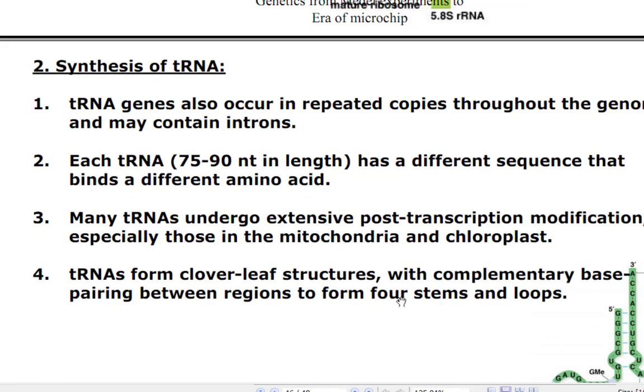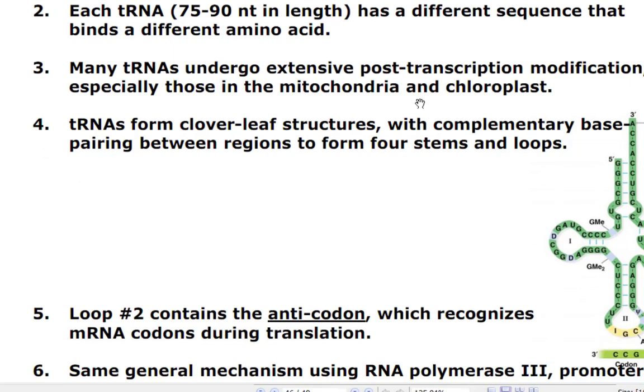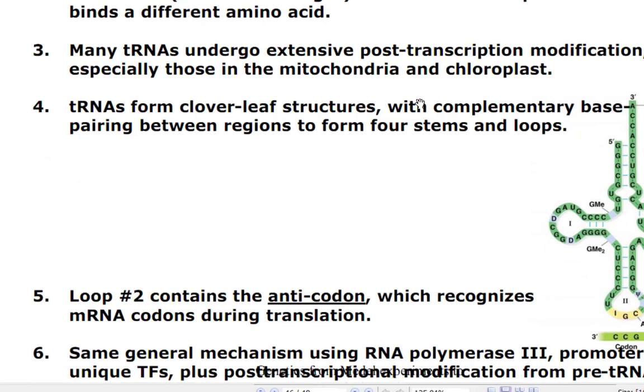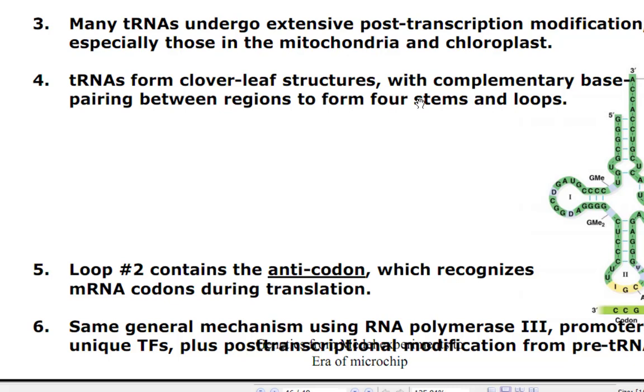Synthesis of transfer RNA. Transfer RNA genes also occur in repeated copies throughout the genome and may contain introns. Each transfer RNA, about 70 to 80 nucleotides in length, has a different sequence that binds a different amino acid. Many transfer RNAs undergo extensive post-transcription modification, especially those in the mitochondria and chloroplast.